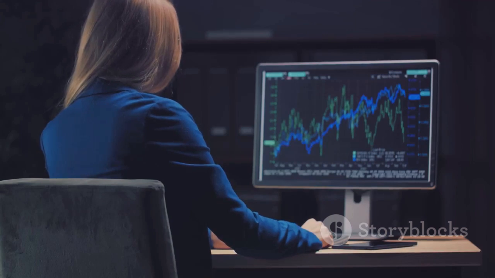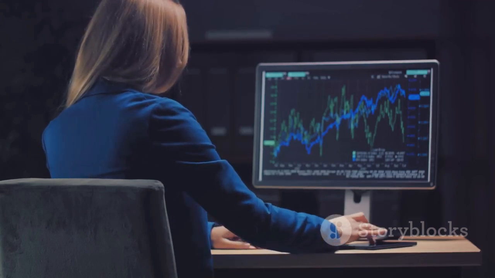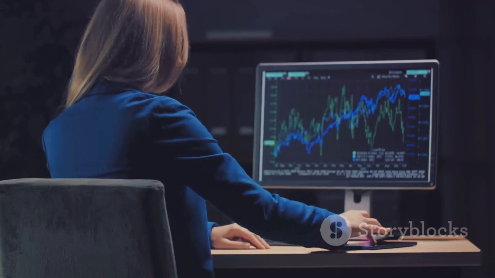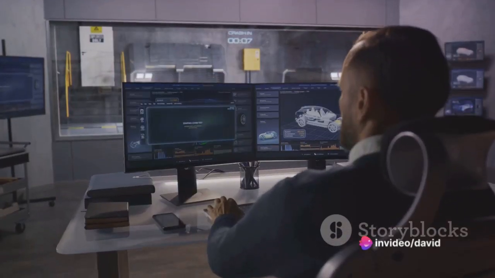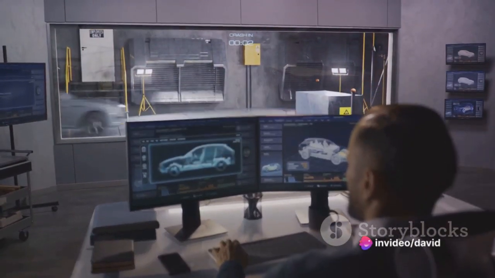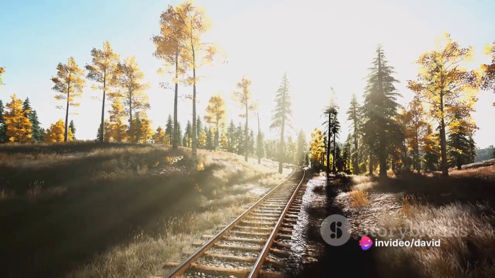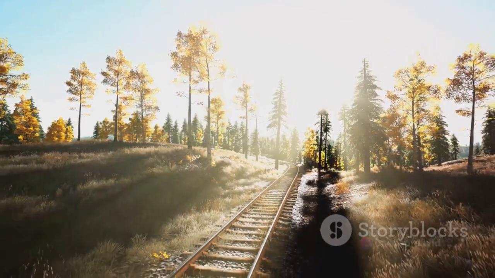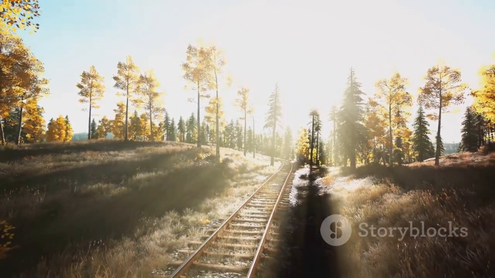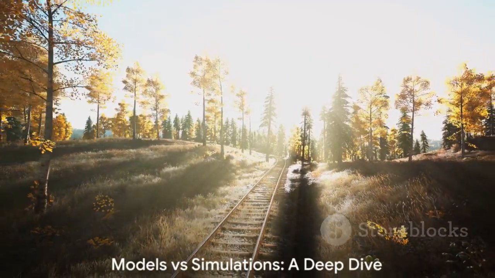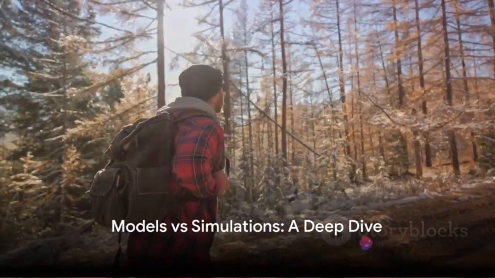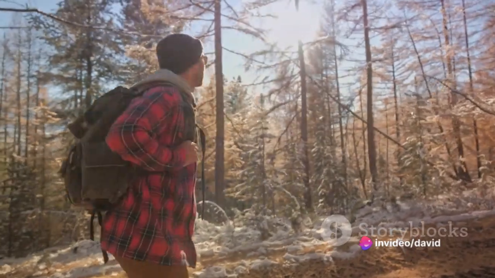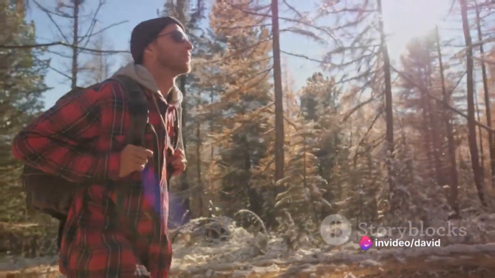On the other hand, a simulation is a bit more dynamic. It uses a model to mimic the behavior of the system over time. It's like taking that map and going on a journey, seeing how the landscape changes as you traverse it. So while both models and simulations are tools to understand complex systems, they do so in different ways.